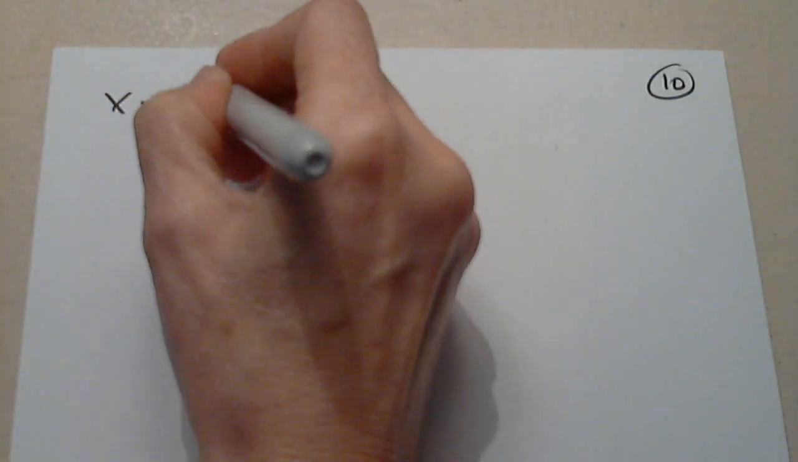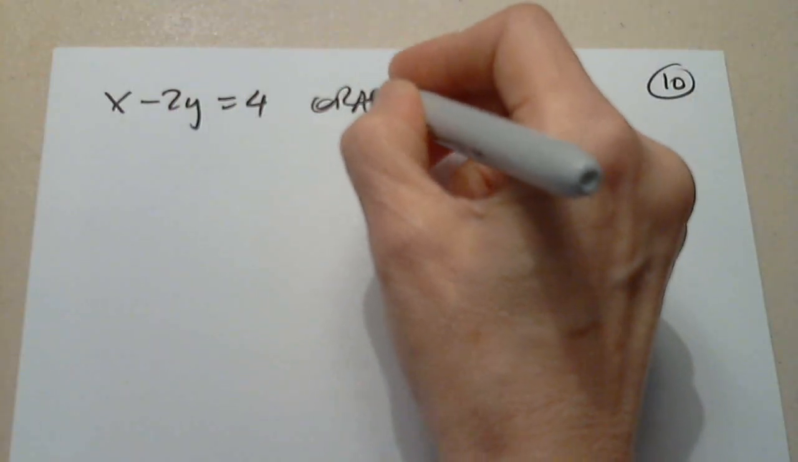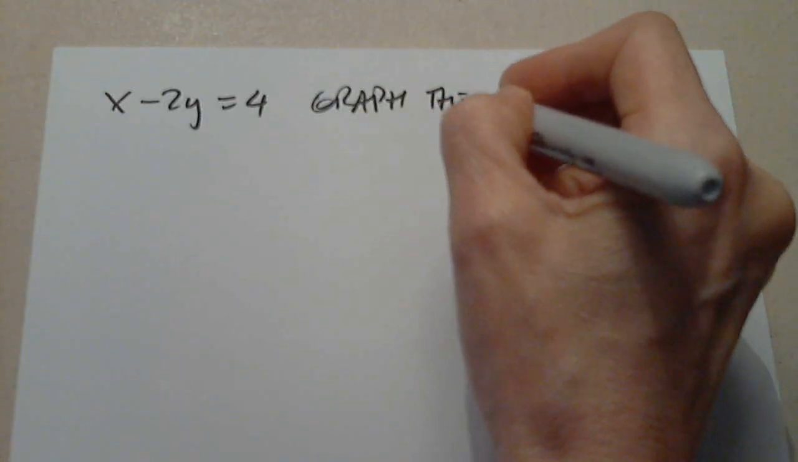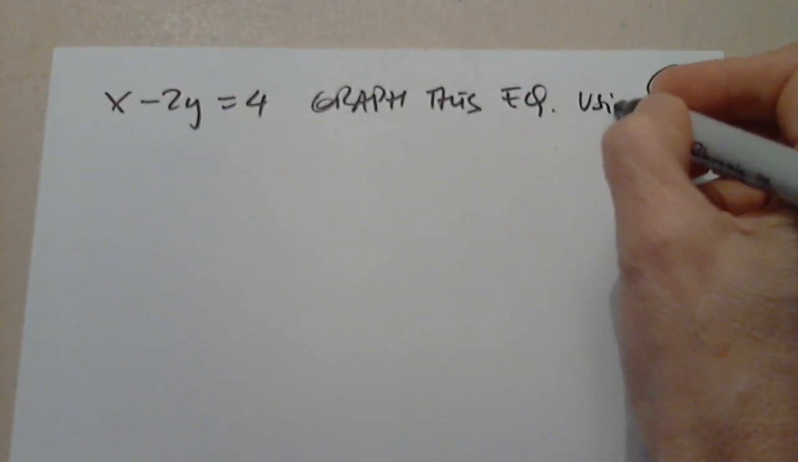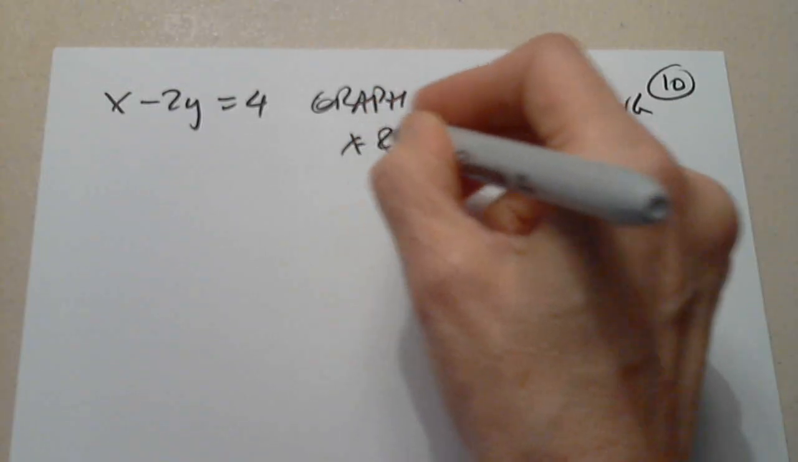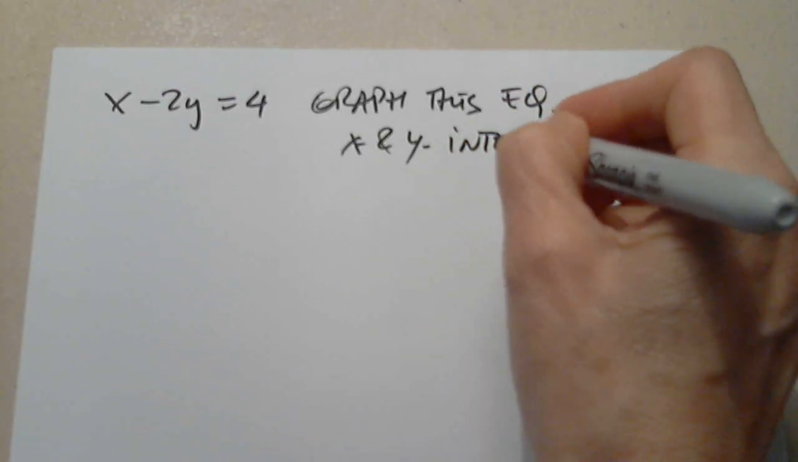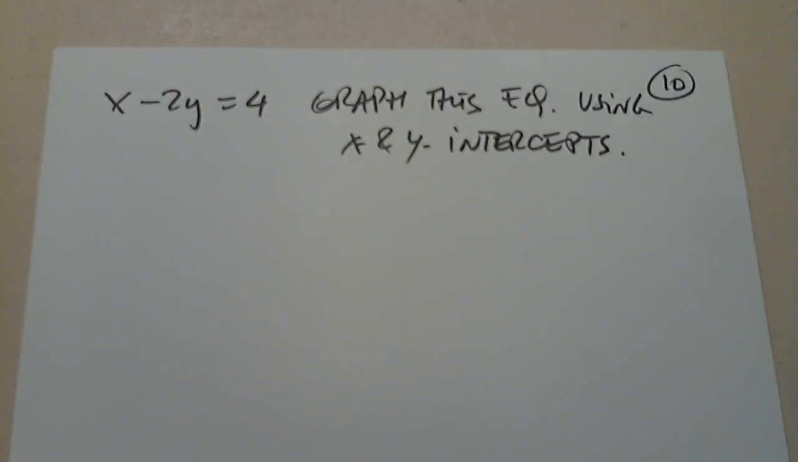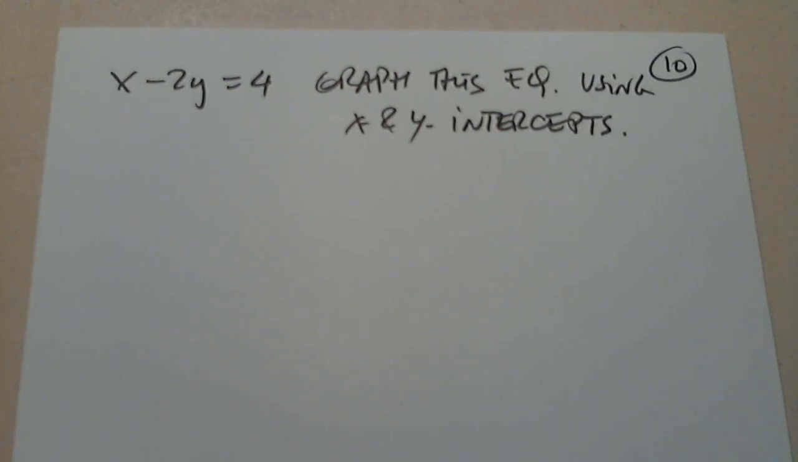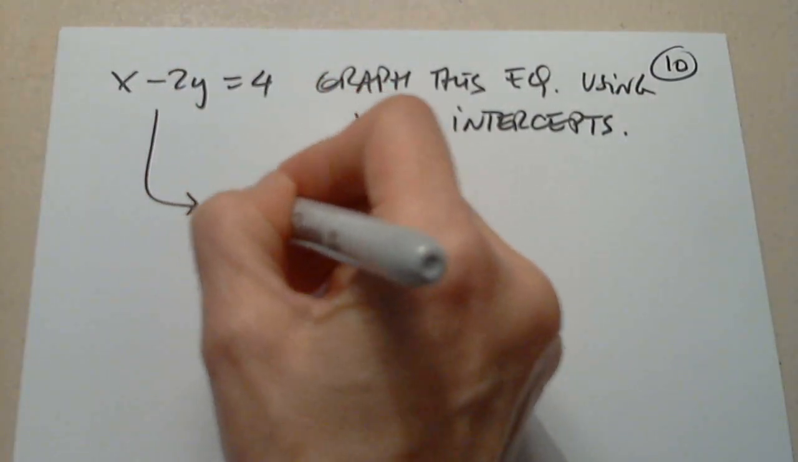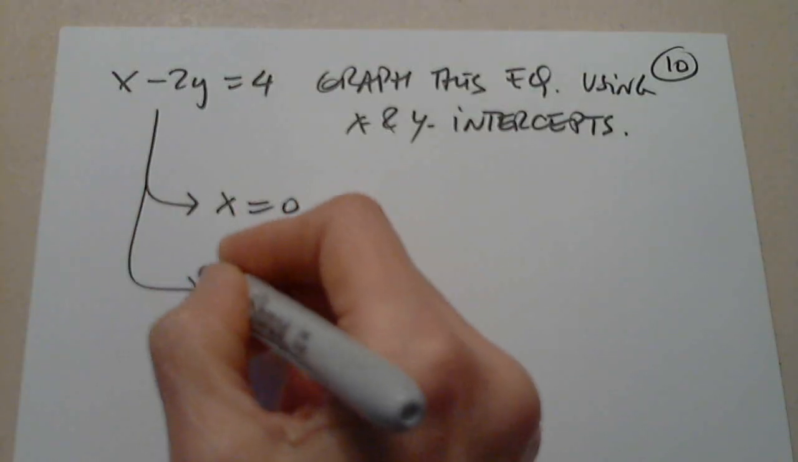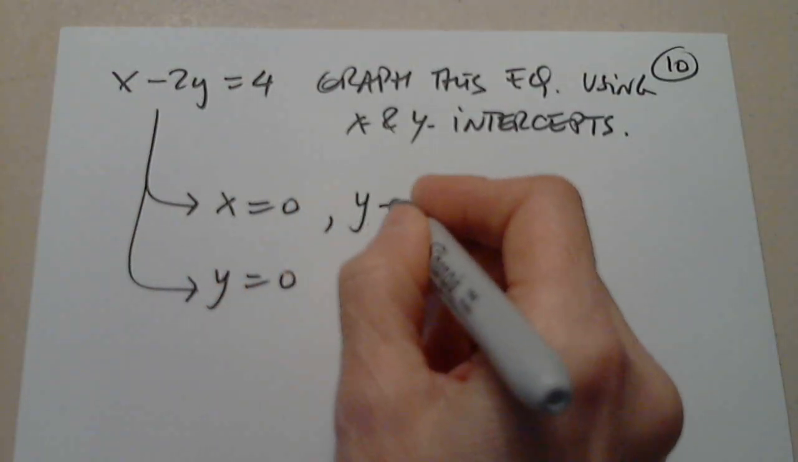Okay, so let's look at another example with graphing, of course. Let's say we have x minus 2y equals 4. Graph this equation using x and y intercepts. So let's do that. When x is 0, please find y, and then when y is 0, please find x.